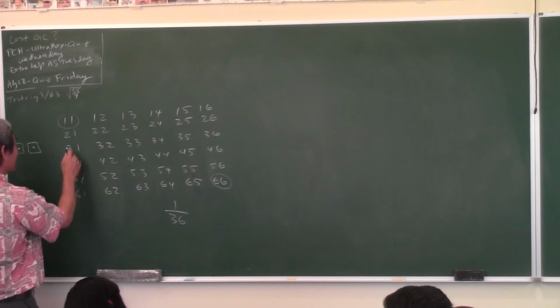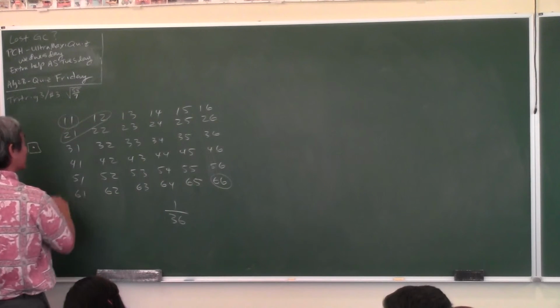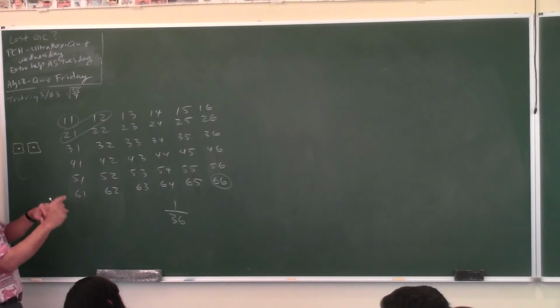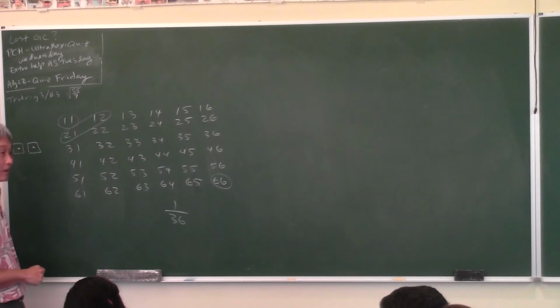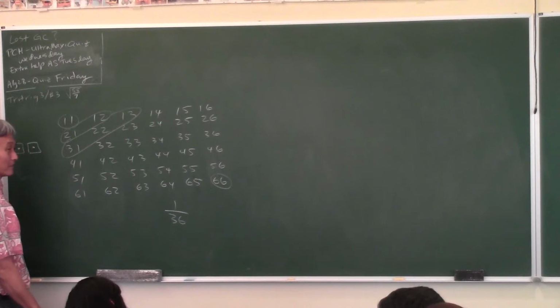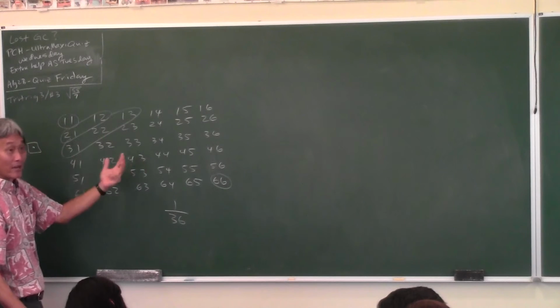Where do the numbers add up to 3? Right there, a 2 and a 1 or a 1 and a 2, so 2 out of 36. What's the probability that the sum of the numbers adds up to 4? See a pattern? See, all these numbers add up to 4, so 3 out of 36.